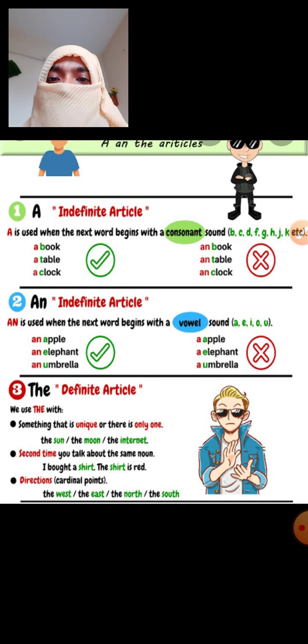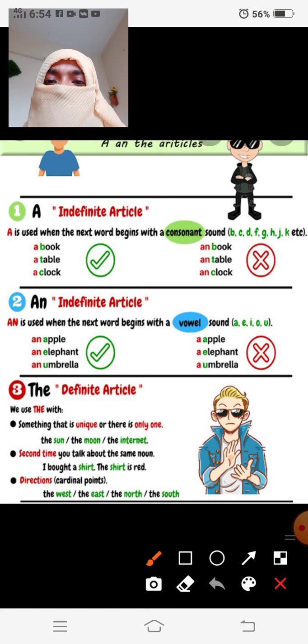Indefinite article. How many indefinite articles are there? There are two, a and an. At the first number, a. A is used when the next word begins with a consonant sound. That means when our word starts with a consonant letter, suppose B, C, D, F, or a word pronounced with a consonant sound, we will use a. Here is the example. This, we'll use the article a.